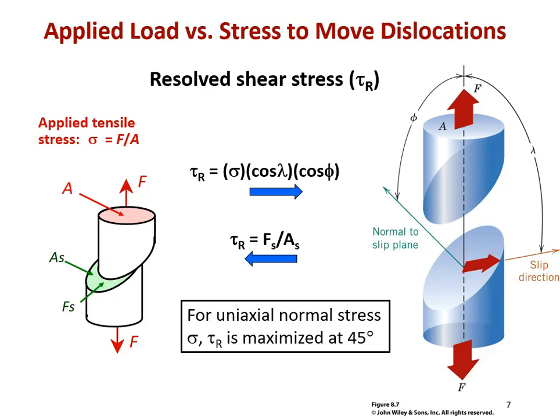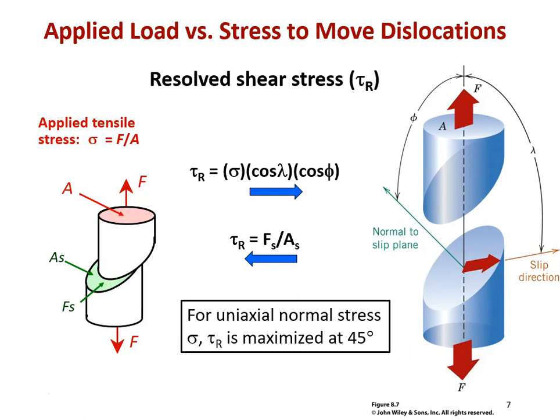So if we look at a green plane somewhere in the material at some angular orientation to our applied stress, you can see that we would have an F sub s, meaning a shear force, parallel to that green plane, and that green plane has an area A sub s. The stress that's going to move our dislocations is the green F sub s over the green A sub s. So that's our actual shear stress on a given plane within the material.